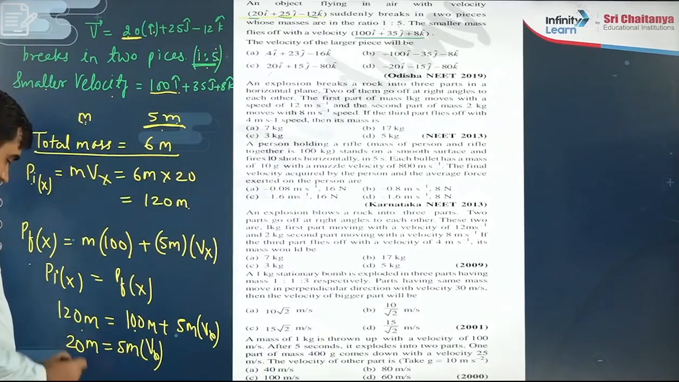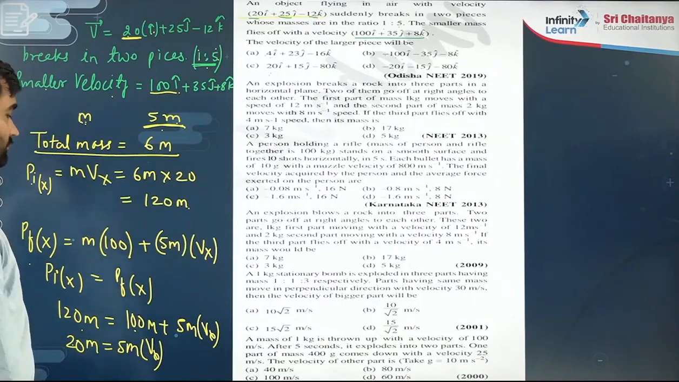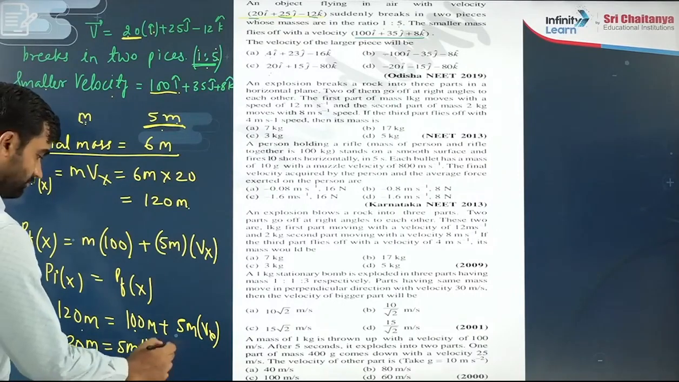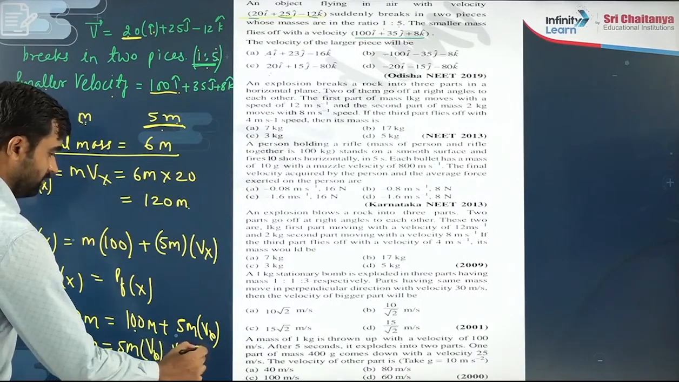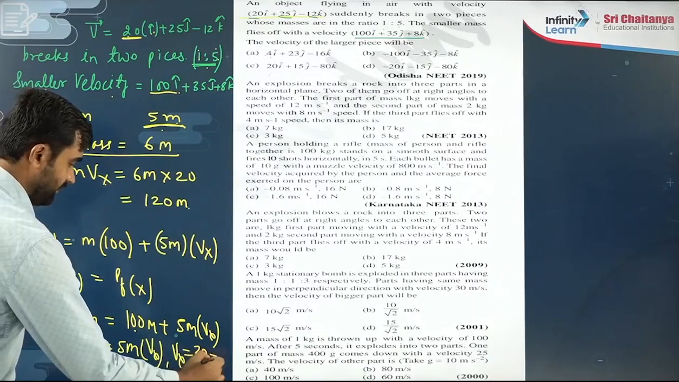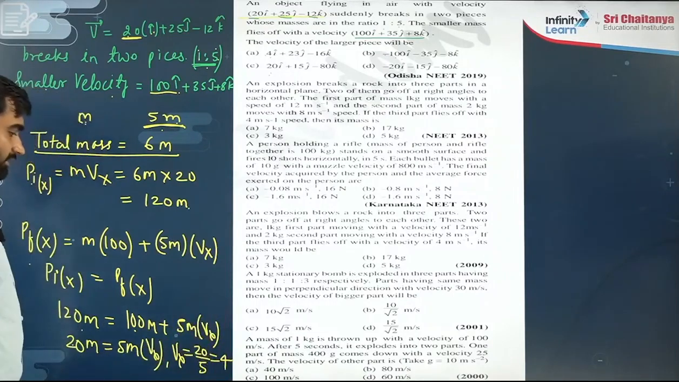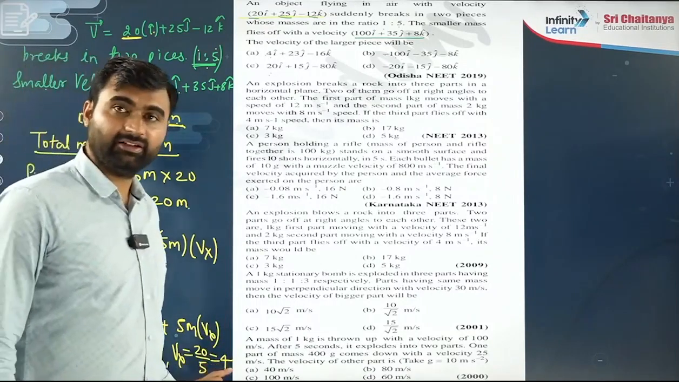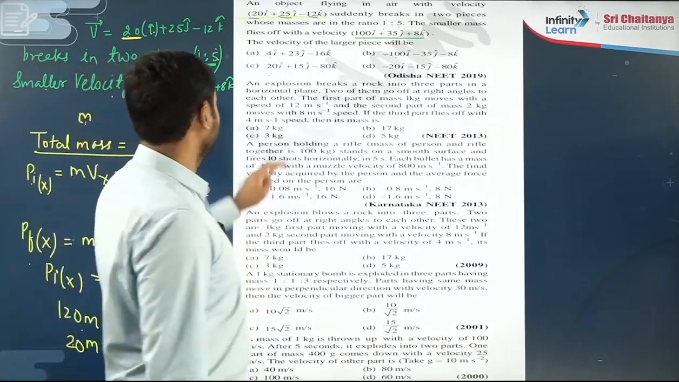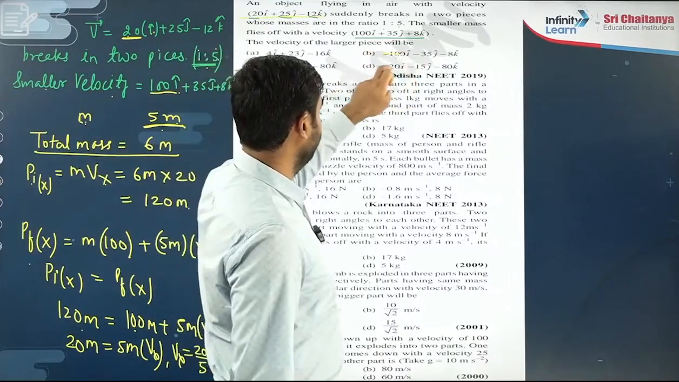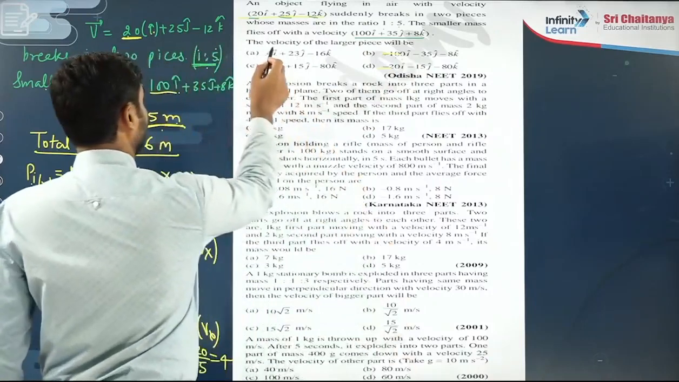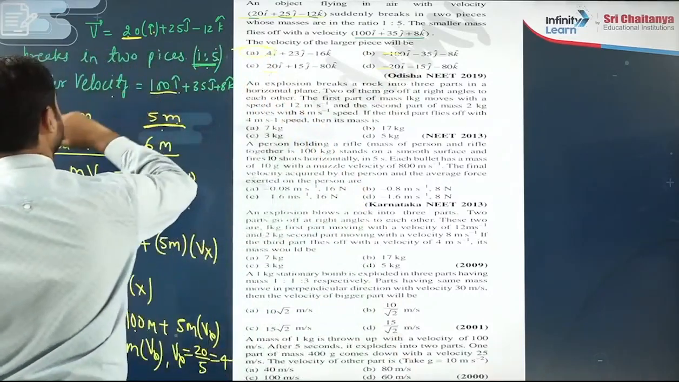M cancel out. 20 by 5, 4. So vx is equal to 20 by 5. So our answer is 4. Now check in which option x direction velocity is 4. So here 20 minus 100 minus 20, it is only in one option, that is the first option.